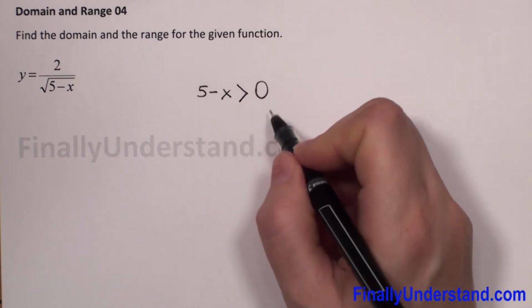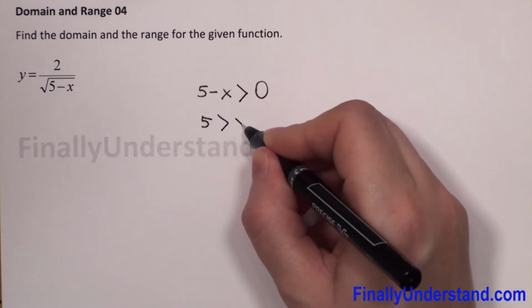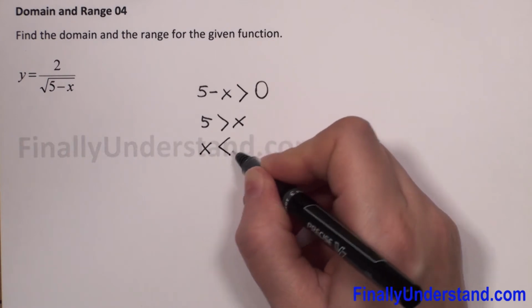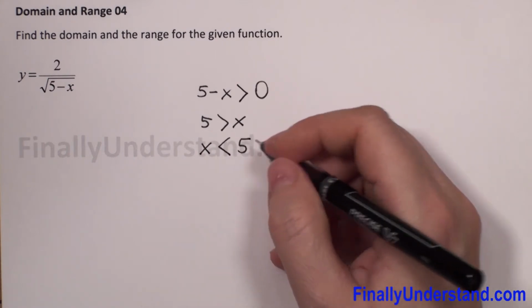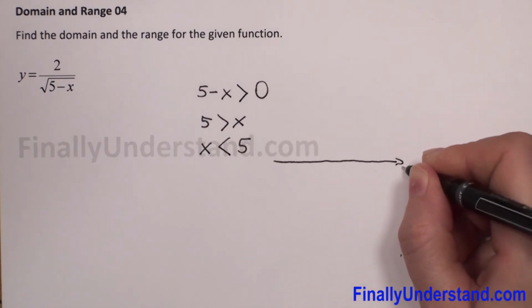I will move negative x to the right side. So we have 5 is greater than x. Let me change the side. x is smaller than 5. This is our domain. Let's draw number line.